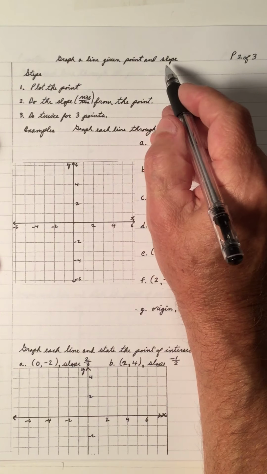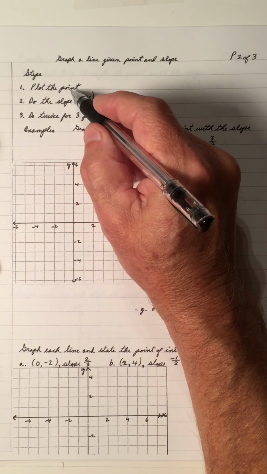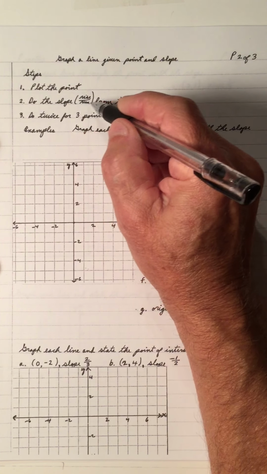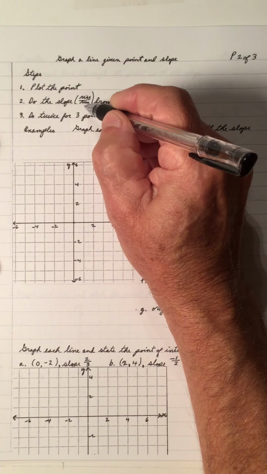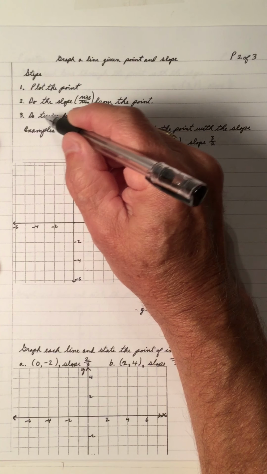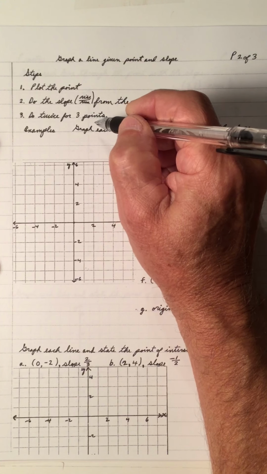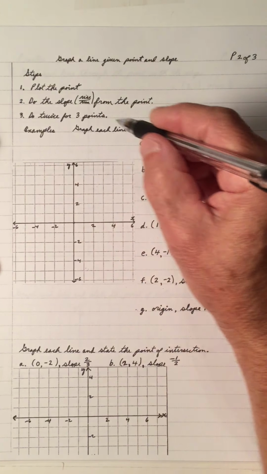Graph a line given a point and a slope. Steps: plot the point, do the slope from the point, slope is rise over run, and do it twice for 3 points. Okay, let's do some examples.